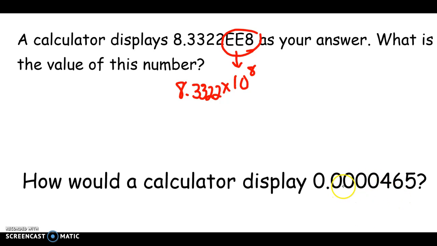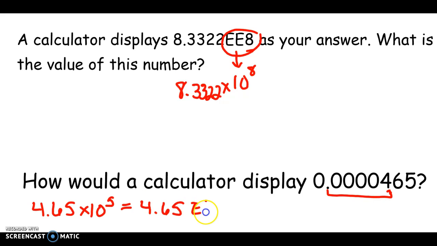So how would the calculator write this? Same thing, you start with your decimal point. It goes after the first non-zero digit. So it's 4.65 times 10, and then your exponent would be 5, so it's going to be 4.65 negative 5 because it's less than 1. It's a small number.